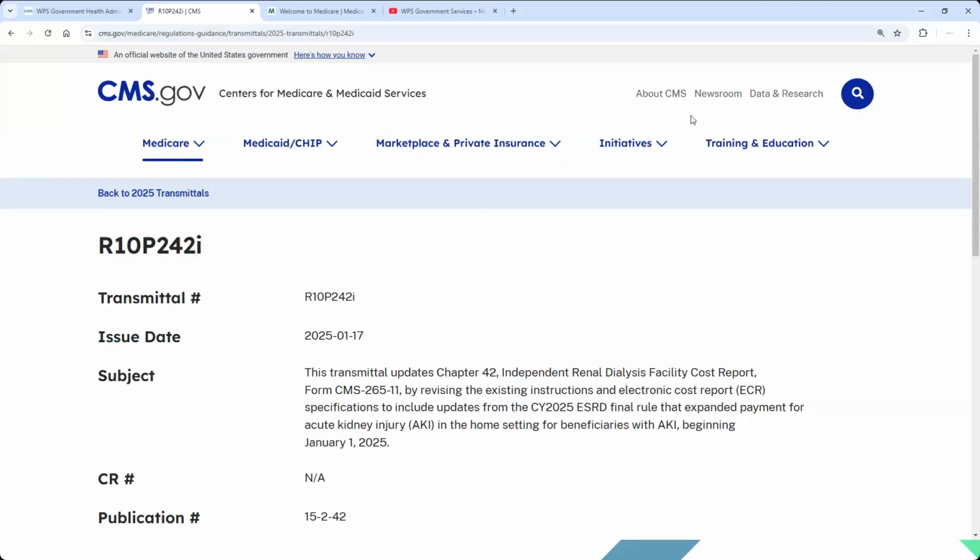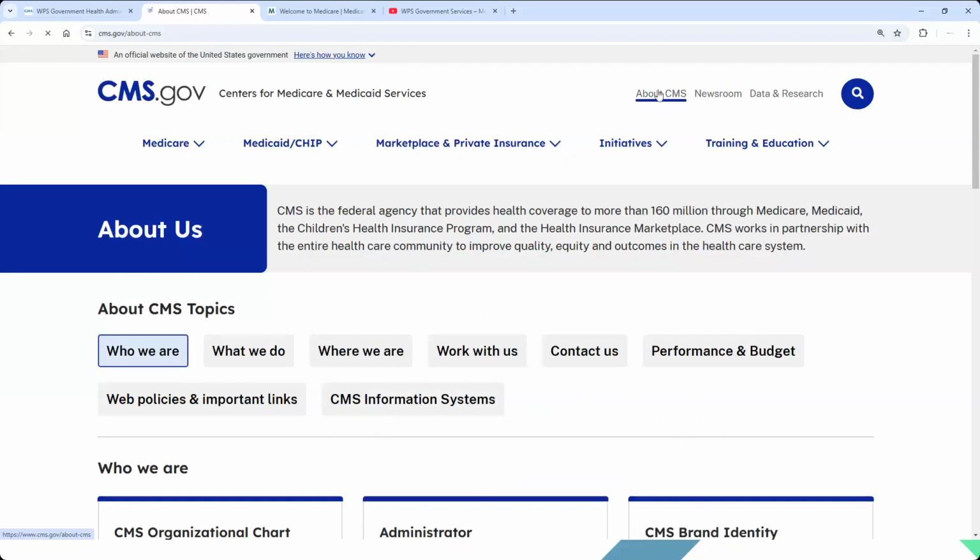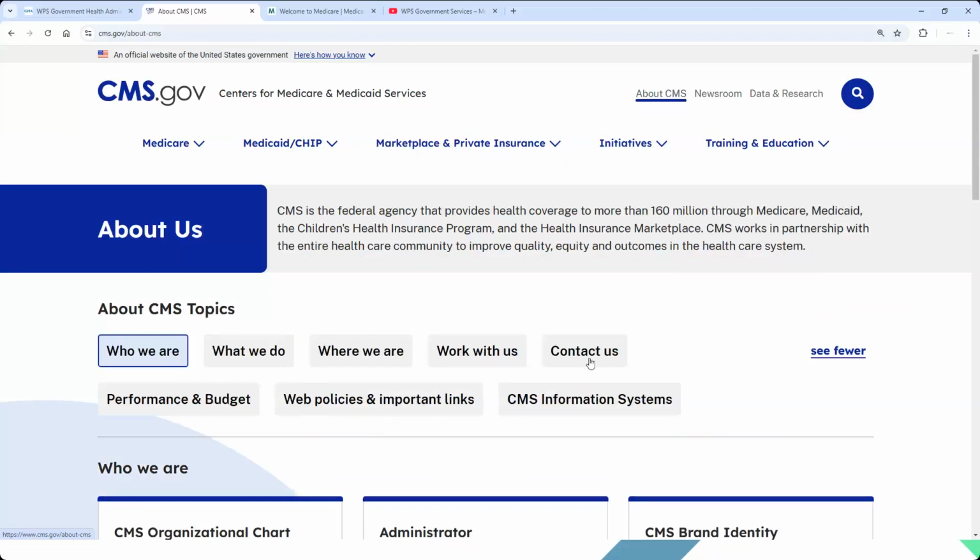Last item for this CMS website is up here, and it's About Us. The reason that I opened it right away is to show you the Contact Us section. This is what people have asked us for multiple times. Contact Us.